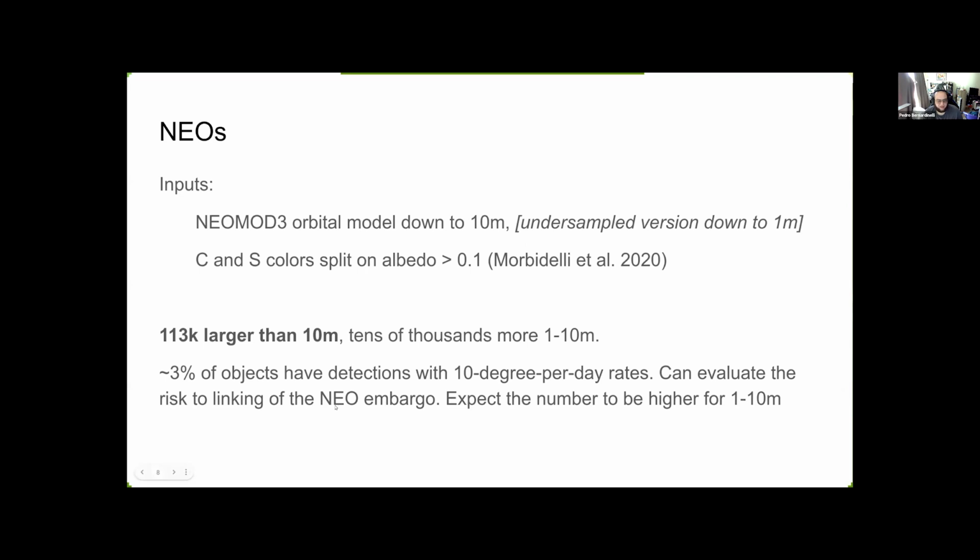An interesting detail is that of these objects, about 3% of them have detections faster than the 10 degree per day rates. This is the limit where things get weird and there's confusion with things like satellites. So we have to think a little bit about the risk of linking those objects and reporting them to the Minor Planet Center. And we think this will be higher in the 1 to 10 meter range, basically because these objects are fainter, and so we can get them when they're closer. So that's why you see these sorts of effects.